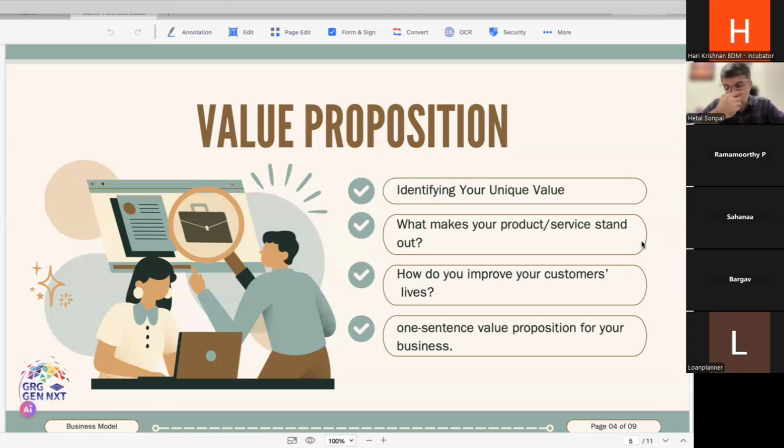Now, because you don't have an IP or a patent, the moment your product or solution is out in the market, people can re-engineer it, look at the same product and produce something very similar all over again, and they can beat you. So focusing on the uniqueness of the value proposition is very important. In the previous slide, we discussed prima facie what you provide from a product, service and all. How do you differentiate? How do you improve your customer's life?